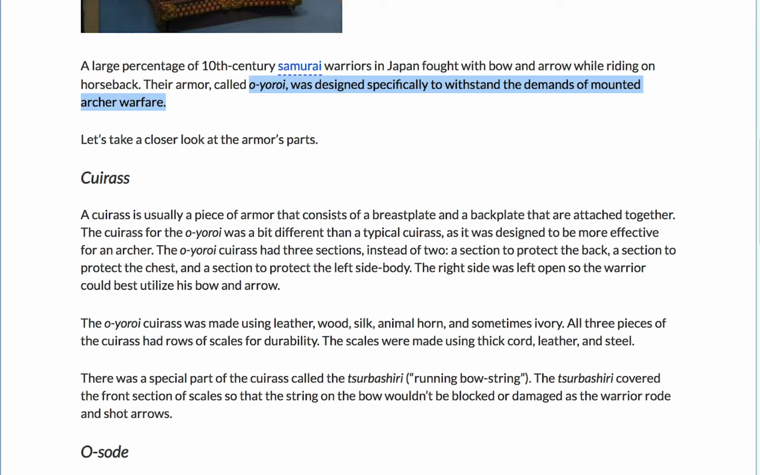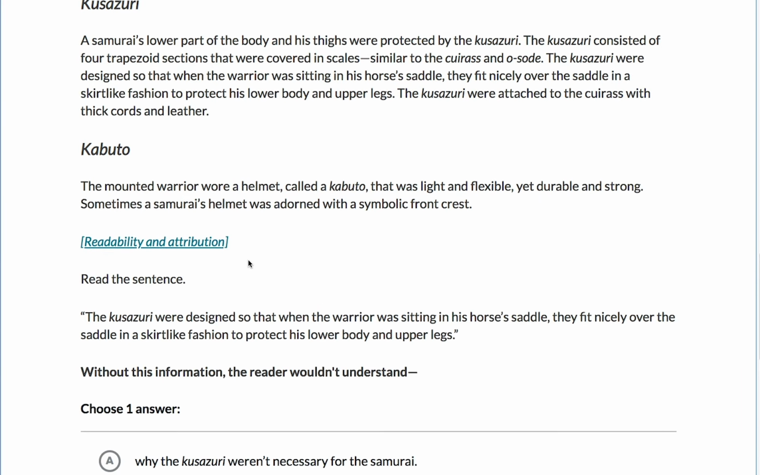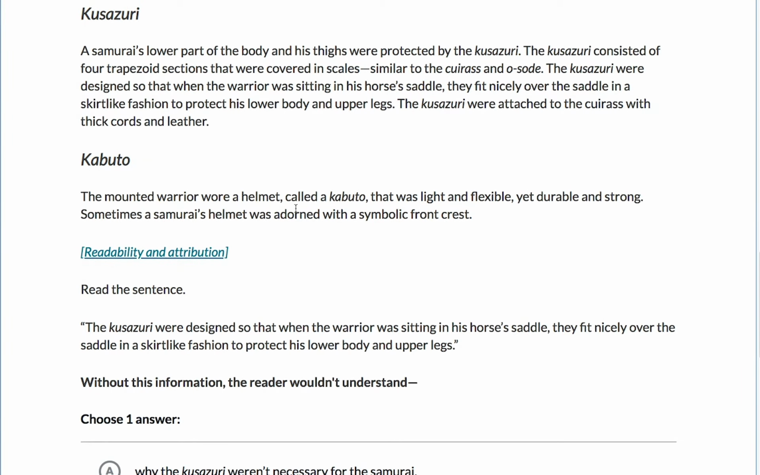Not every sentence or every paragraph will address every part of that main question. Note that the cuirass section doesn't cover anything about how the archers are on horseback. To answer that question, we need to go down to the 3rd section, the kusasuri, the battle skirt. I'm not going to read the whole paragraph, let's just zoom in on this one sentence. The kusasuri were designed so that when the warrior was sitting in his horse's saddle, they fit nicely over the saddle in a skirt-like fashion to protect his lower body and upper legs.